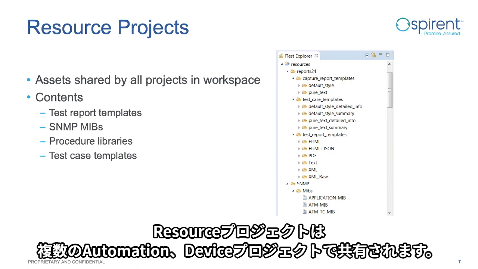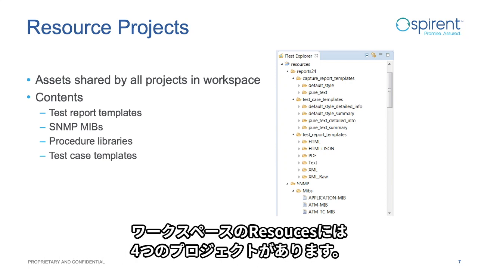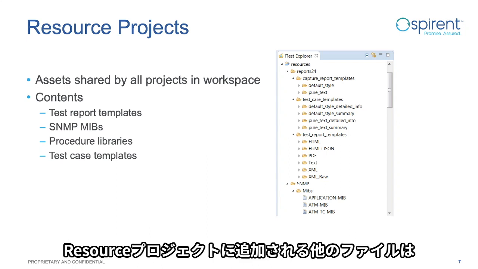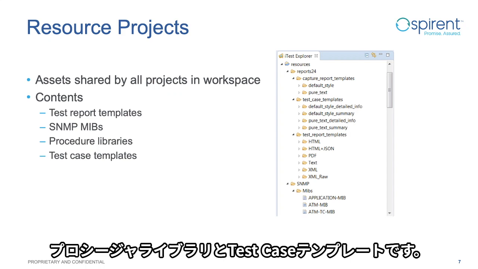Resource projects contain assets shared by multiple automation or device projects. When a new iTest workspace is created, a default project called Resources is included. This contains test report templates and SNMP MIBs. Other files that may be added to resource projects include procedure libraries and test case templates.